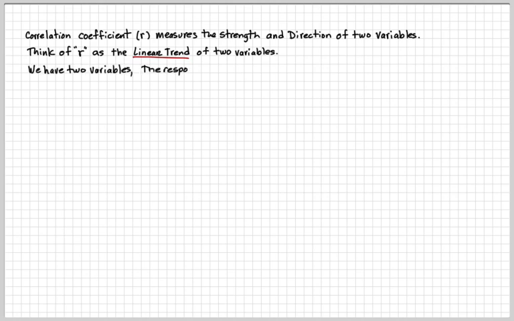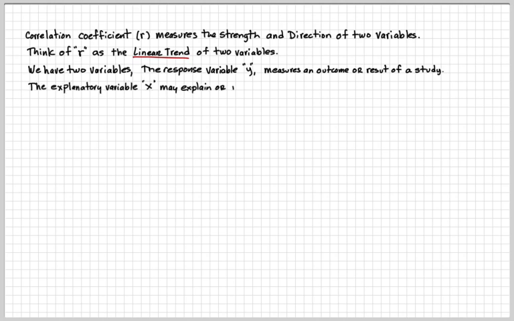Now, correlation coefficient R, think of it as a linear trend of two variables. There are other correlation coefficients that are not linear, but for this particular application with two variables, you're thinking that these two variables align with each other and create a linear pattern. Now, we have two variables. The response variable Y measures the outcome or the result of the study, and the explanatory variable X may explain or influence a change in Y. So again, X is independent of Y, and X will affect Y in some ways.